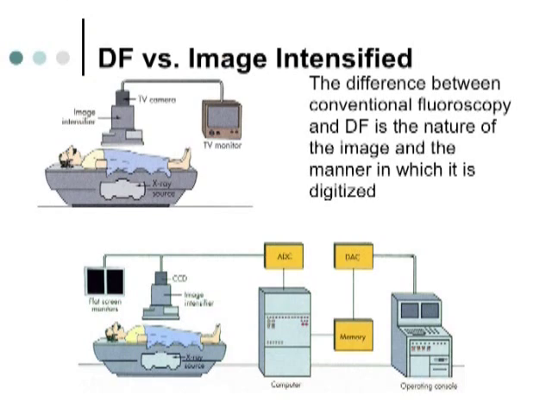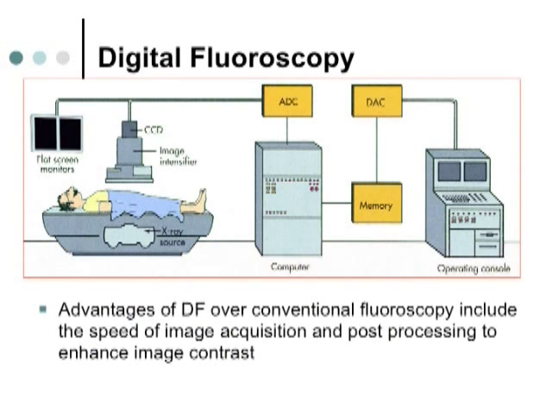And then, of course, you have the analog to digital converter that takes the information and converts it from an analog light image to a digital image, and then the computer that you process it with and store it. Okay, so digital fluoroscopy, the advantages that we have over the old-fashioned is the speed of acquisition time and the post-processing to enhance contrast. That's a big deal in digital fluoroscopy.